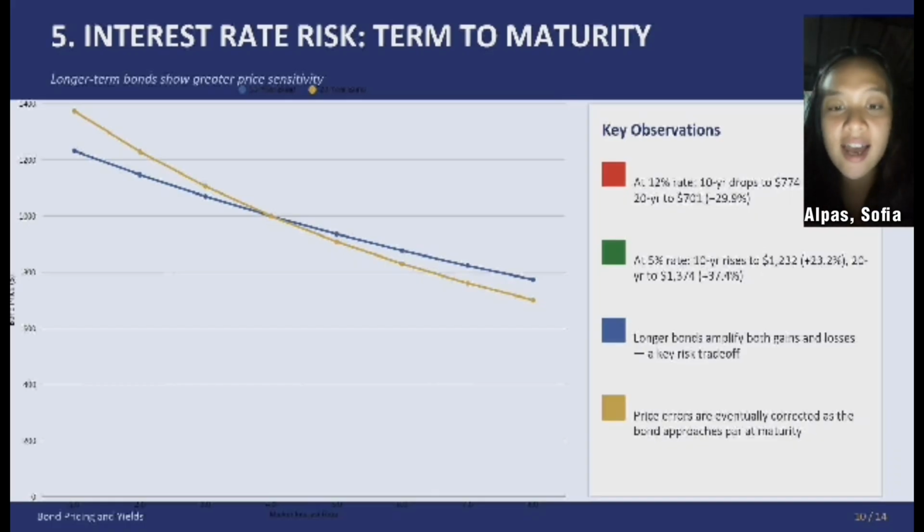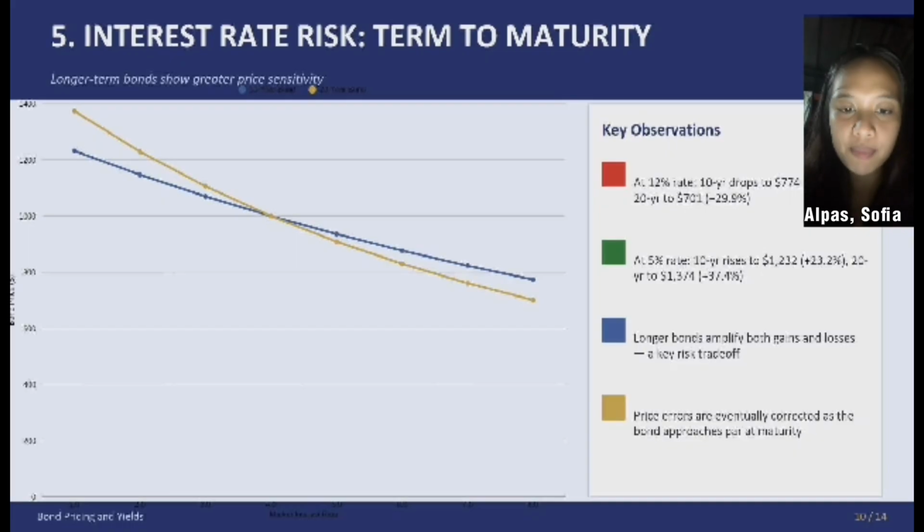This tells us that longer-term bonds have greater price sensitivity. They can provide larger gains when interest rates fall, but they can also create larger losses when interest rates rise. This is why investors must consider the maturity period before investing in bonds.